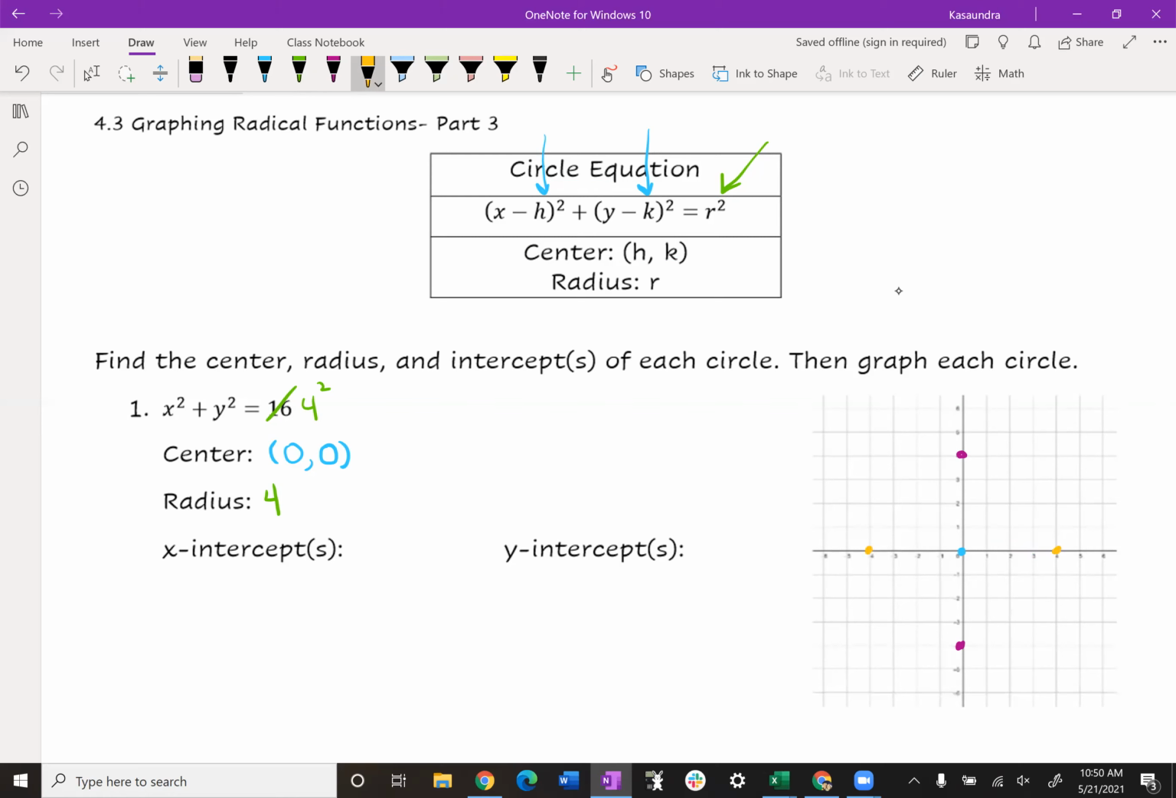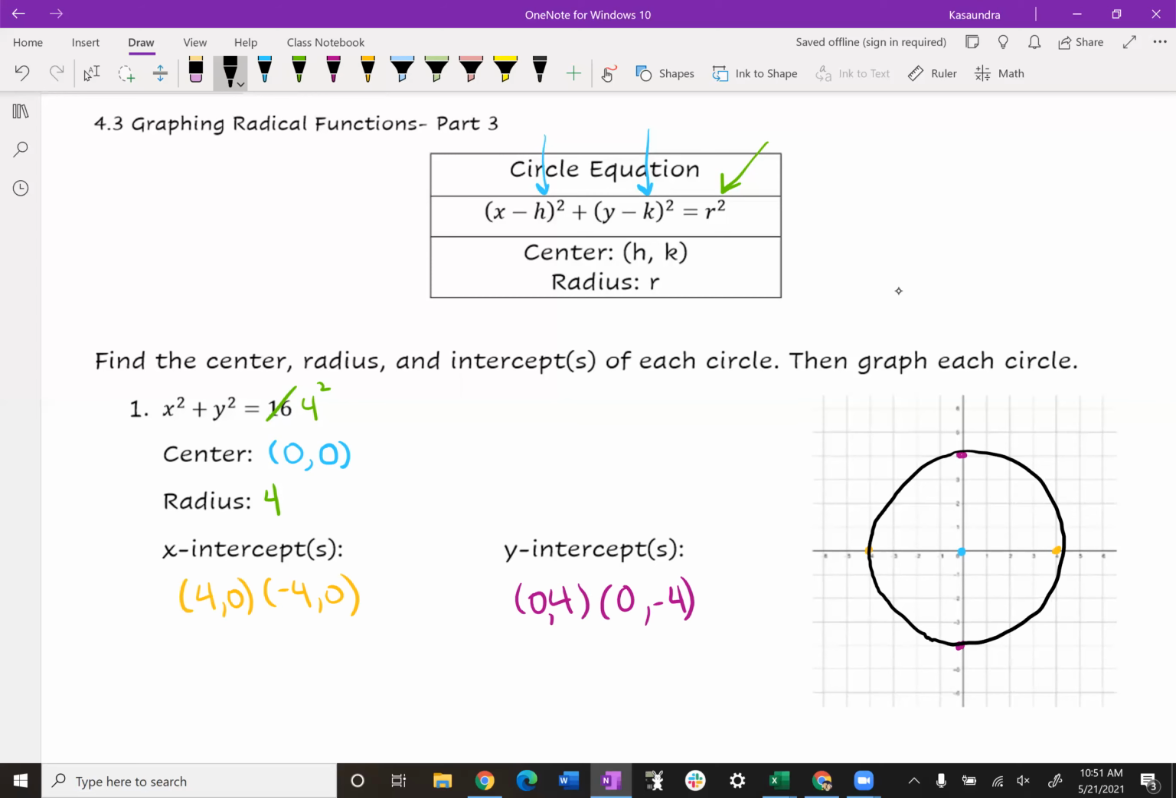So this one, because it was centered at (0, 0), the x and y intercepts were not too hard. I'm still going to write them down as xy points. Let's try to color code this. So x-intercepts were at (4, 0) and (negative 4, 0). My y-intercepts on the y-axis were at (0, 4) and (0, negative 4). All right, so then last thing is to graph it, to draw it. I'm going to connect my dots here. Attempt to draw a circle. Okay. All right, so there's our circle.